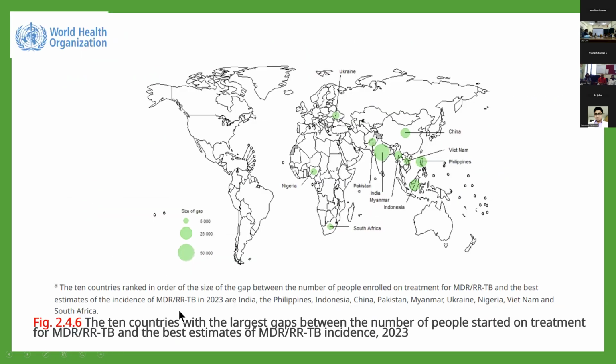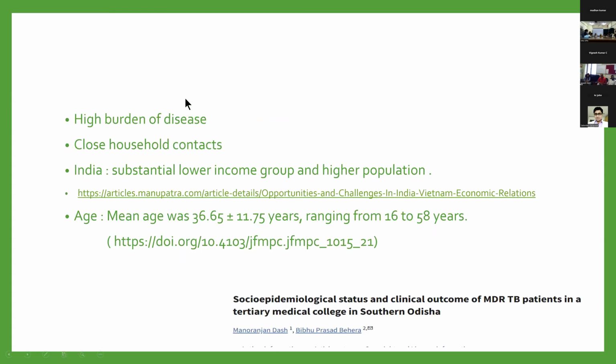And this is actually the 10 countries, ranked in order of the size of gap between the number of people enrolled on TB treatment and the best estimate of incidence. And you can look at it, actually India is first among that and Vietnam is the 9th. So we have apparently more people diagnosed and very few people who are actually on treatment. So probably if you put it in our setting, it might be more relevant and beneficial. Second, we know that this was done in a high burden of disease. We have more burden. We also have a very large number of close household contacts.